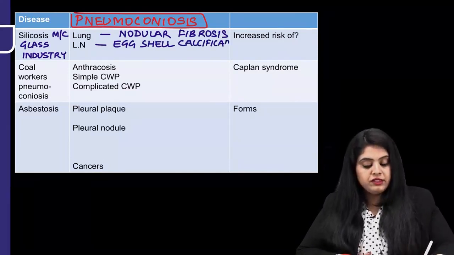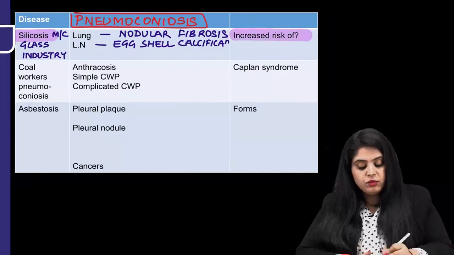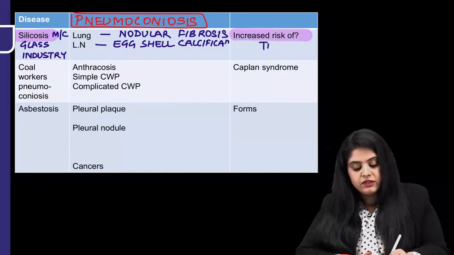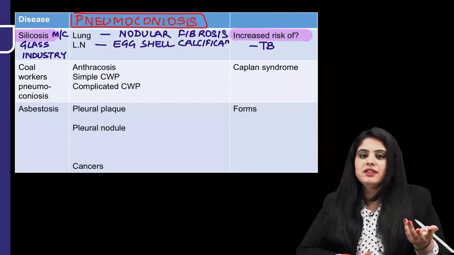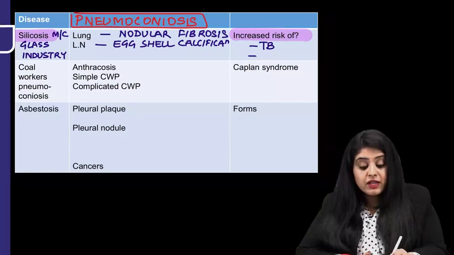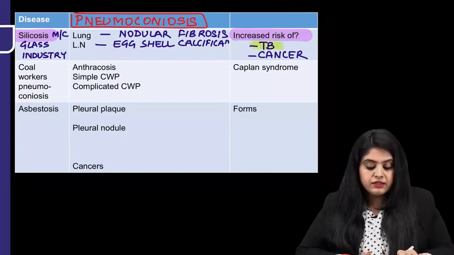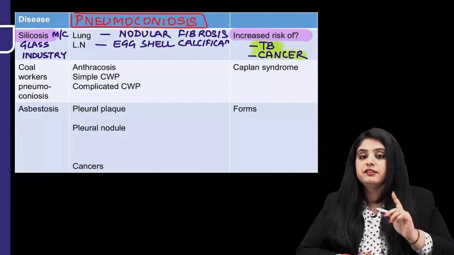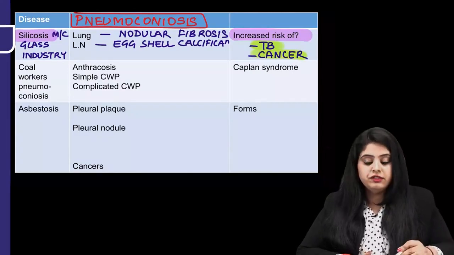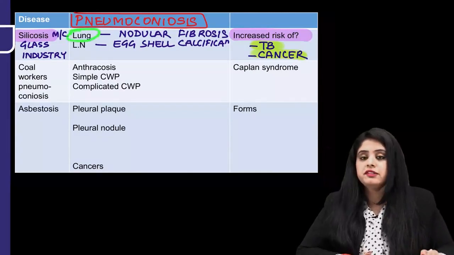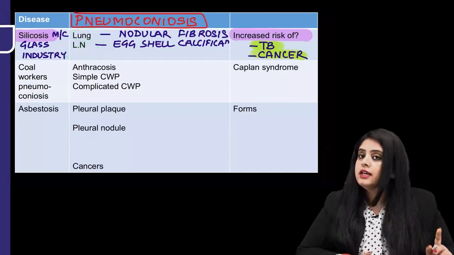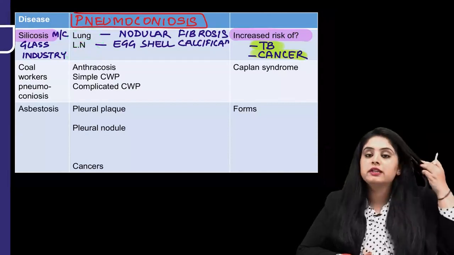You know, people who have silicosis, this is the most important question. They are at an increased risk of TB, which anyone in our country is anyway at risk of, but they are also at an increased risk of lung cancer, and that is why it is so worrisome. Remember, they are at an increased risk of TB as well as cancer. This is the expected question for silicosis. It can affect the lungs causing fibrosis. It can affect the lymph node causing eggshell calcification. Moving on to the next one.